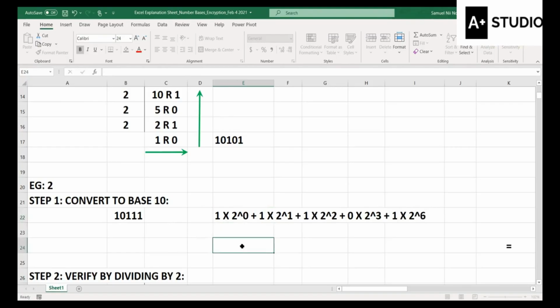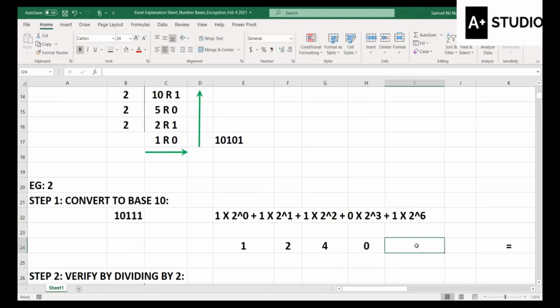Now, let's come here and evaluate it. Now, 1 times 2 raised to the power 0. 2 raised to the power 0 will simply give you 1. 1 times 1 will give you 1. Now, let's come here. 1 times 2 raised to the power 1. 2 raised to the power 1 is 2. Times 1 will give you 2. Here, 2 raised to the power 2 will give you 4. 0. 2 raised to the power 3 will give you 8. 8 times 0 is 0.